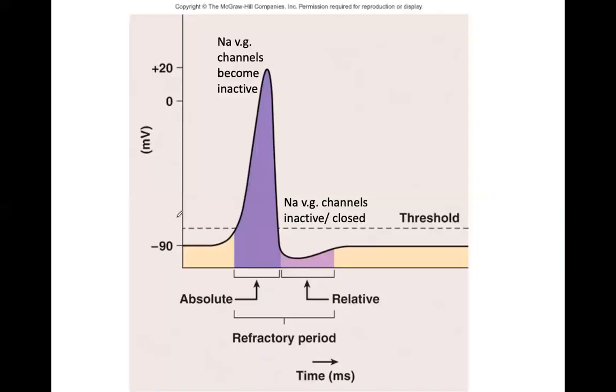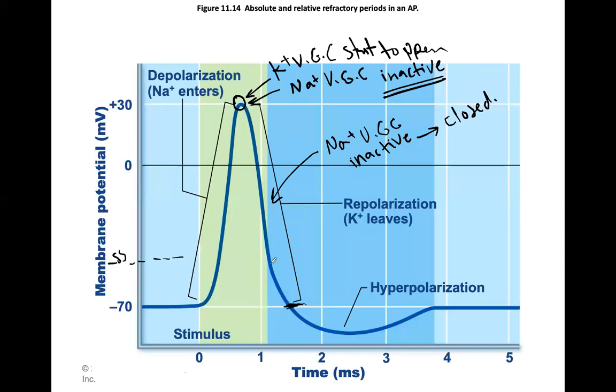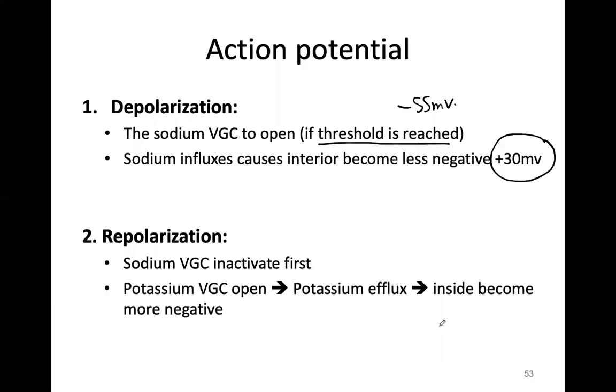Here's the same depiction. Pictures are sometimes a little bit off, but the absolute refractory period usually covers part of the repolarization, and the relative refractory period, as I showed you earlier, covers part of the repolarization and the hyperpolarization. When you go back to the resting membrane potential, basically everything is where it's supposed to be. Your sodium VGCs are all in a closed phase, which means you can easily restart the whole process and create a brand new action potential.